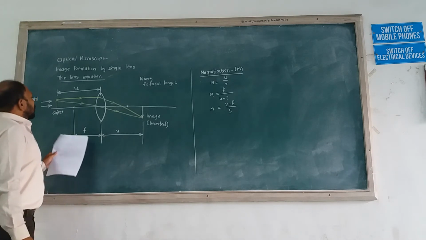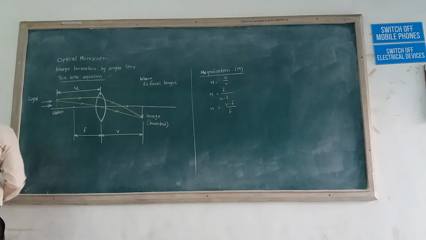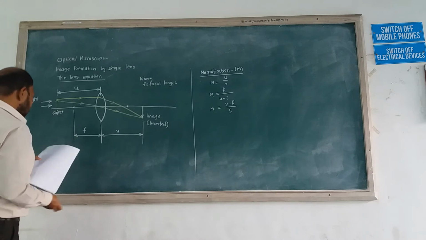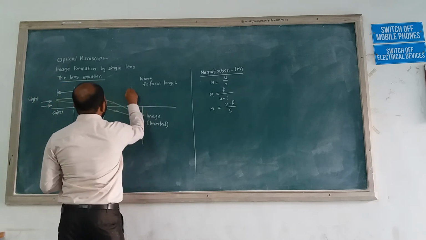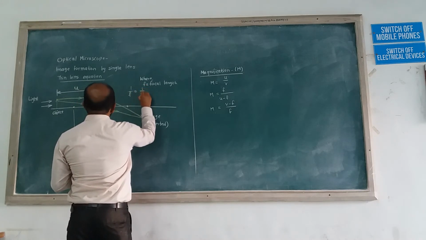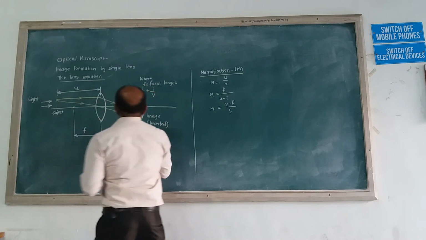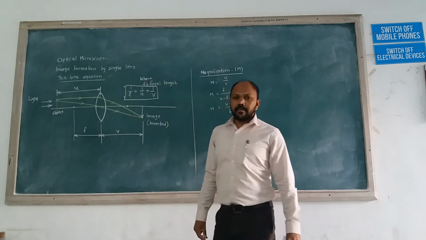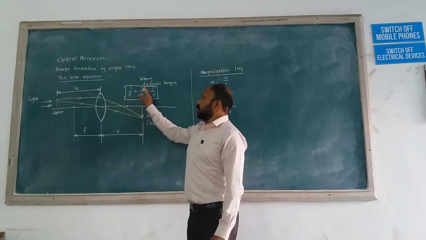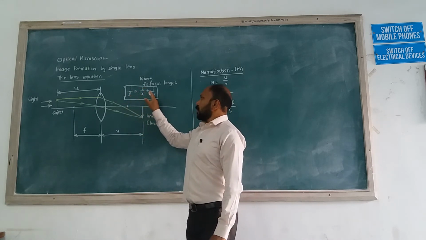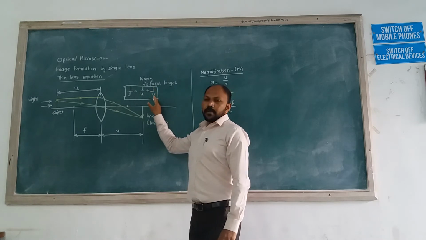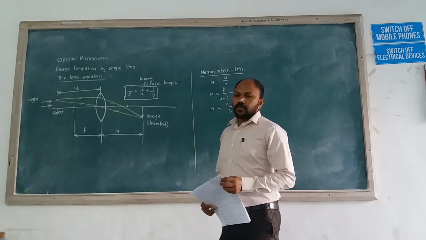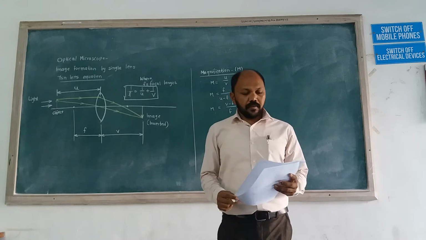This equation is called the thin lens equation. So the thin lens equation is 1 upon f is equal to 1 upon u plus 1 upon v. That is, 1 upon focal length is equal to 1 upon the distance between lens and object plus 1 upon the distance between lens and image. So if we know any two terms, then we are able to find the third term by using this equation.